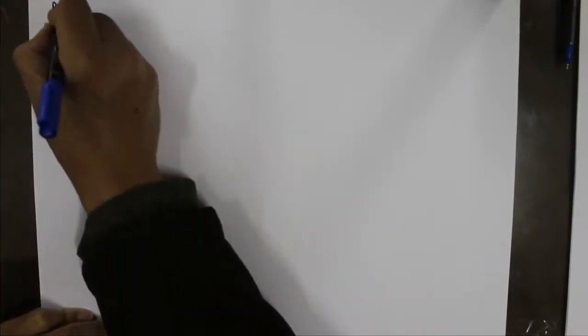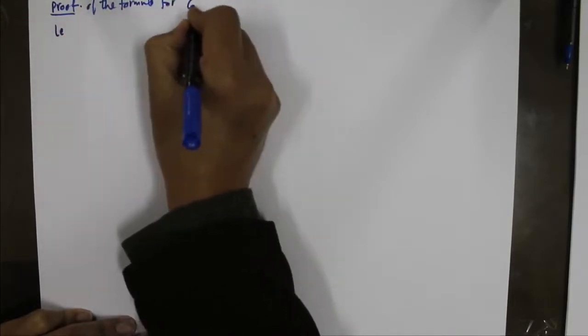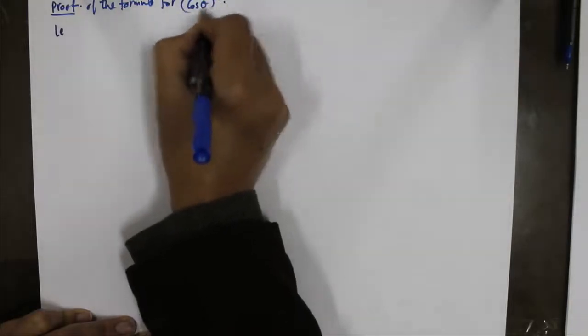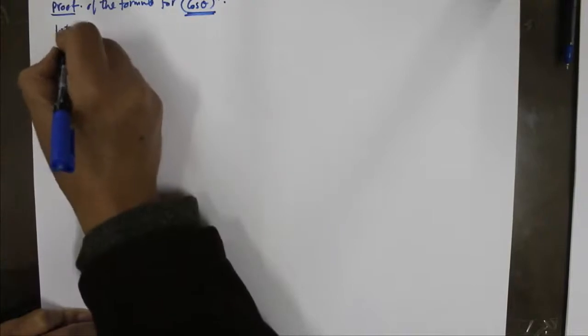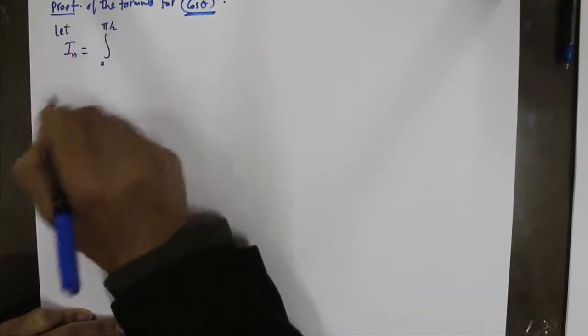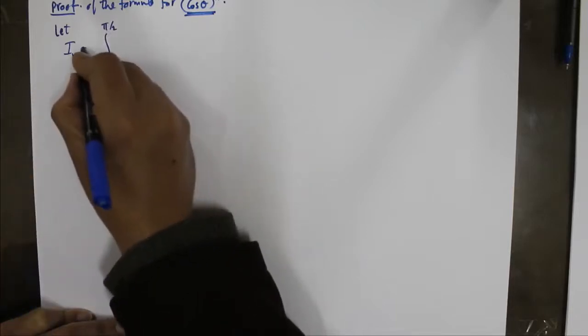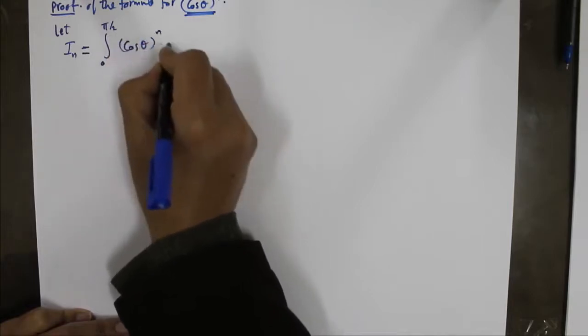Proof of the formula for cosine theta to the n. The proof is very similar for the case of sine theta. Let I_n equal the integral from 0 to pi over 2, but be sure to have the conditions before you apply this formula, of cosine theta to the n d theta.